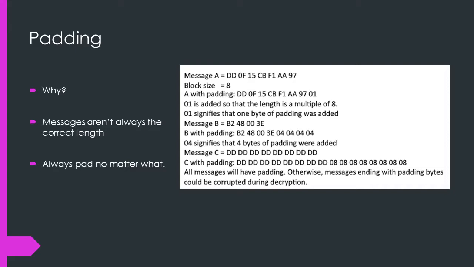Let's take a look at message B. Message B is 4 bytes long, so we're going to have to add on 4 bytes of padding, and each of those bytes that we're adding on is going to be the hex representation of 4.